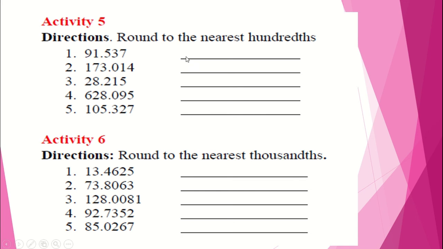So let's answer activity 5. Round to the nearest hundredths. So alin ba ang hundredths diyan? So yung 3. So this will become 91.54. Kasi the number at the right of 3 is 7. So round up yan. So ganyan ang gagawin nyo for activity 5. For activity 6, round to the nearest thousandths naman. Ito hundredths, this one thousandths.